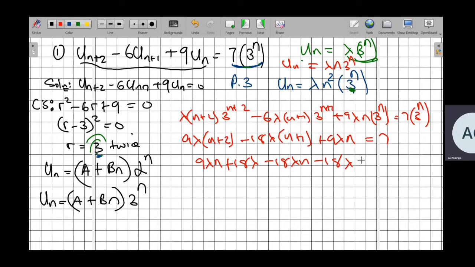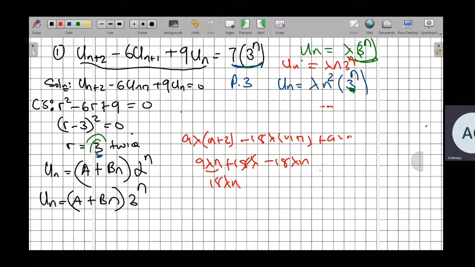And what about that? That's plus 9 lambda n is equal to 7. So what do we have? 9 lambda and 9 lambda here. That's 18 lambda n, isn't it? Then these two cancel. Everything else cancels again. You get 0 is equal to 7. So you can see it doesn't work. Do you see that? I just want you to be fully convinced why we are using n squared here. So you can see it doesn't work eventually.